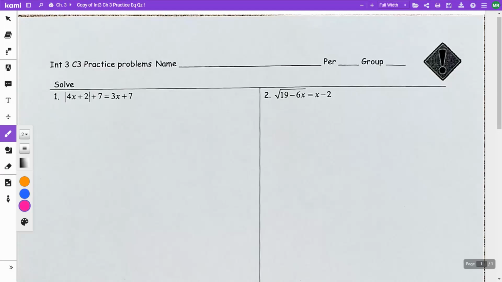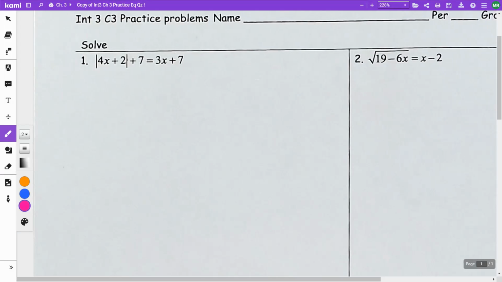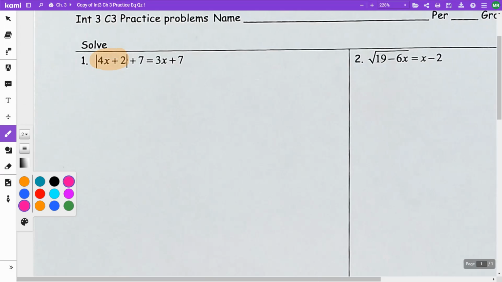So this video is on the worksheet that I passed out at the end of class for those who wanted extra practice before we take the equation quiz. So on this first problem, which is an absolute value, you want to isolate your absolute value. So I want to get this absolute value of 4x plus 2 by itself. So I am going to minus 7 from both sides.